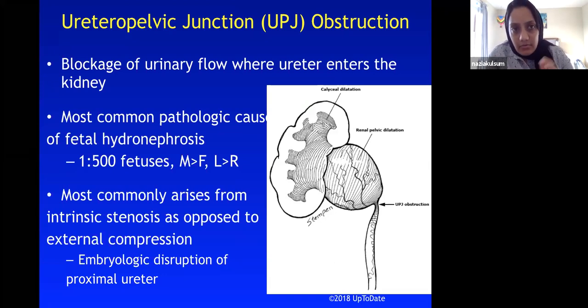Other than that, ureteropelvic junction obstruction most of the time tends to be from intrinsic causes. Extrinsic causes could be from some abnormal blood vessel crossing over the ureter that basically causes the obstruction, or even tumors, masses, stuff like that. So it'll appear as hydronephrosis. You will have a dilated renal pelvis along with dilated renal calyces.